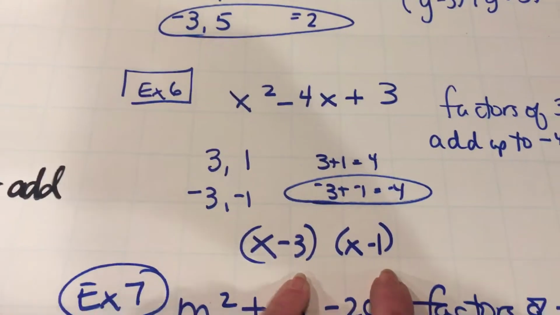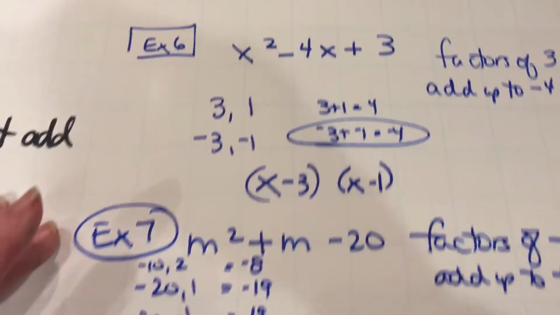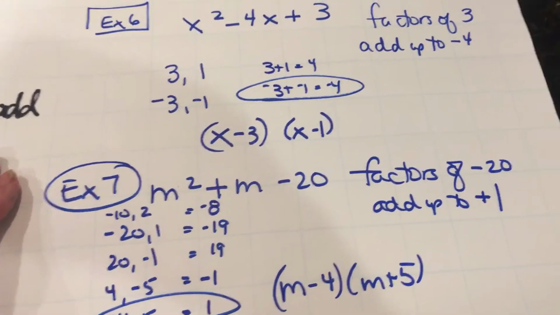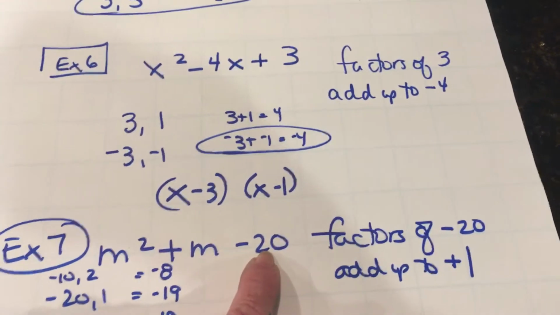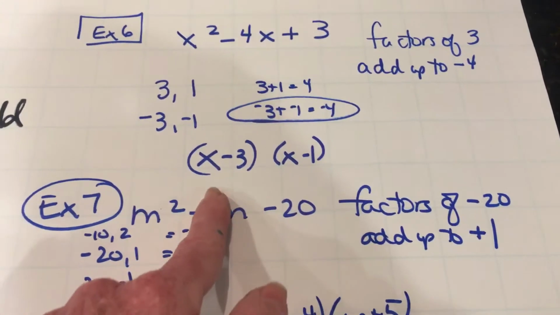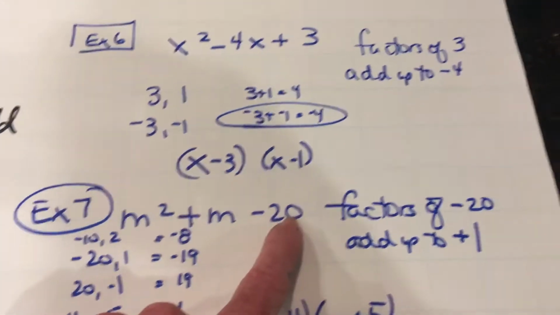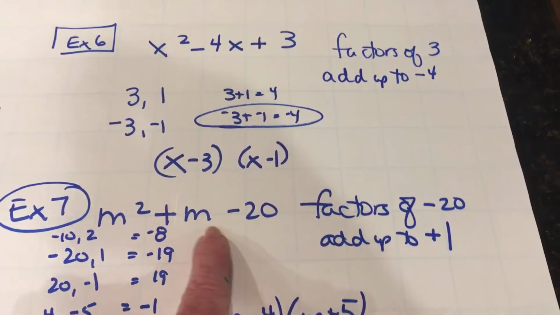And then plus 3 for your last term. A couple more to go here. m squared plus m minus 20. We're looking for the factors of negative 20 that add up to... there is no coefficient here. When there's no coefficient here, that's like a 1. So we're looking for the factors of negative 20 that add up to 1.